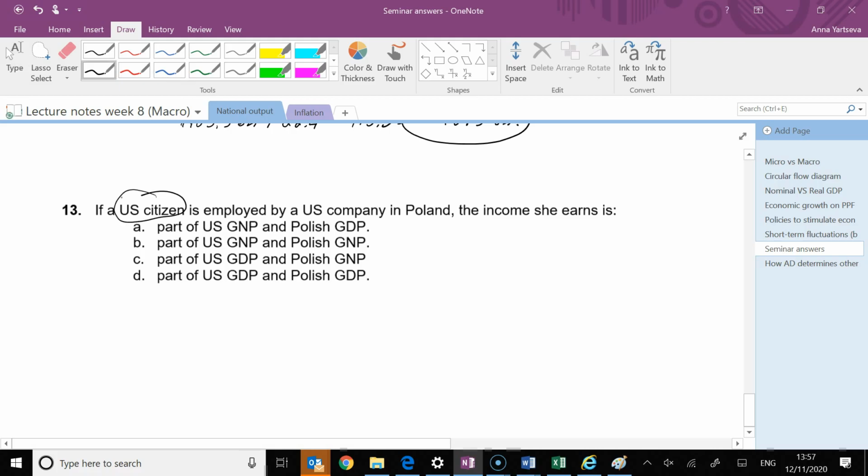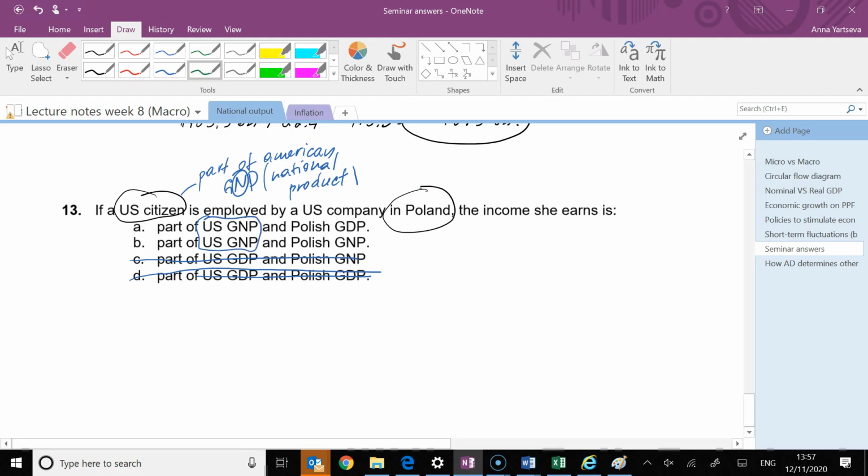A US citizen is employed and works in Poland. Because they are a US citizen, whatever output they generate will become part of American GNP, gross national product. So we can eliminate answers C and D because they're about GDP. We are only left with these two options, A and B.